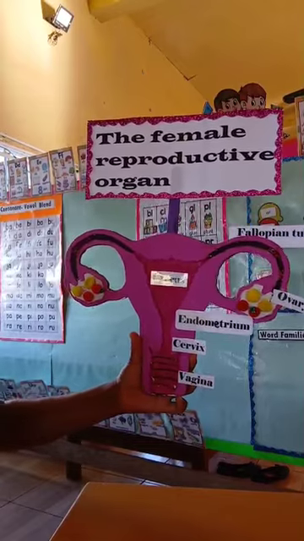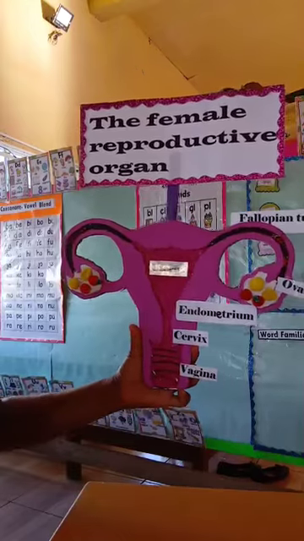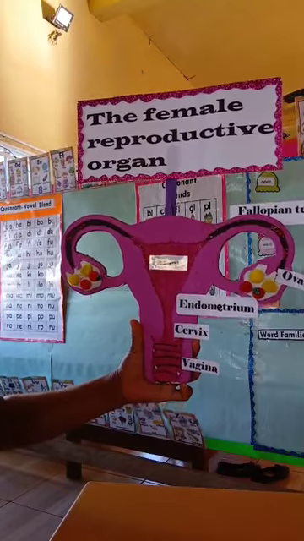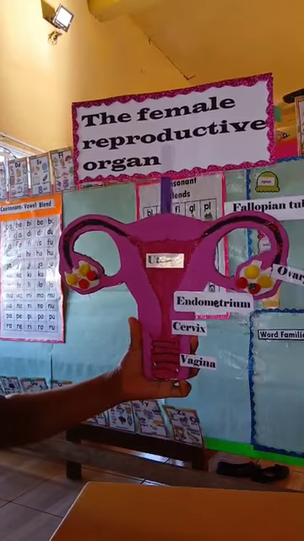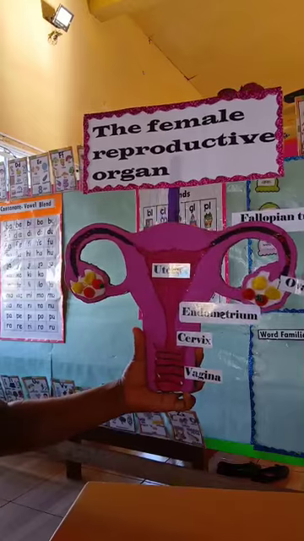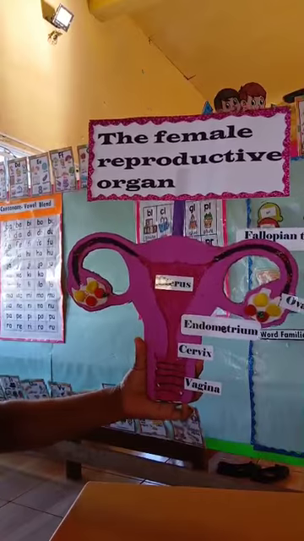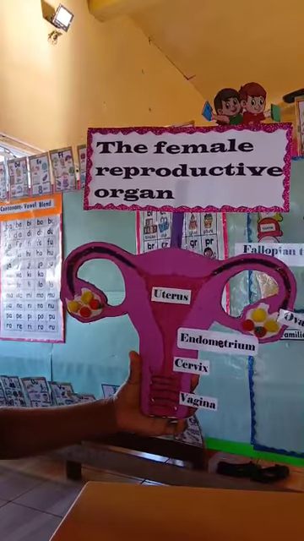Any questions? Explain how a 3D model of the female reproductive system can help the student understand the functions of each organ. As the explanation said, clearly the 3D model helps students visualize the organs better than a flat drawing, so learning becomes clearer and more interactive.